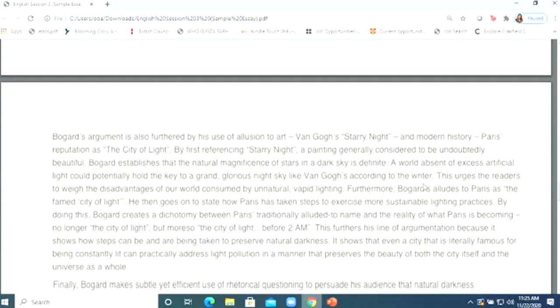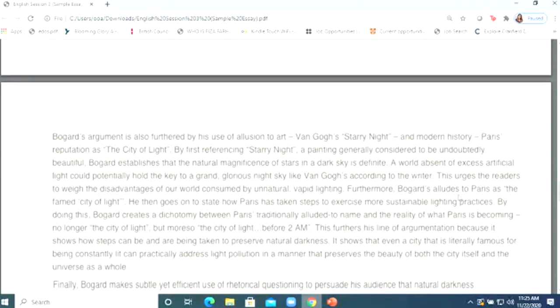Now, the student is trying to use words of his own, but nothing that he says is going out of context of the passage. So whatever details he's giving, he is just analyzing the details, the persuasive element from the passage, how well it is being used, what is making it convincing, how it is believable. This urges the readers to weigh the disadvantages of our world consumed by unnatural vapid lighting.